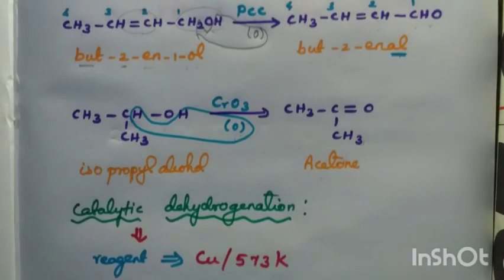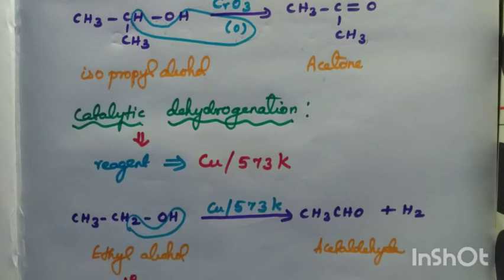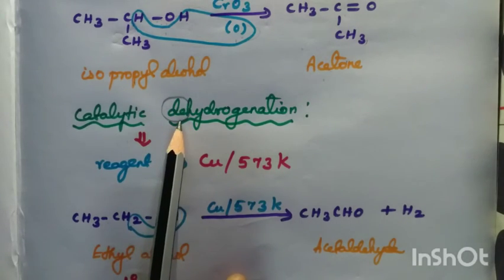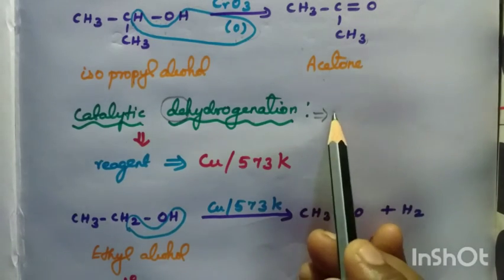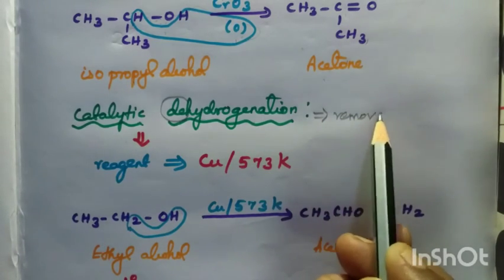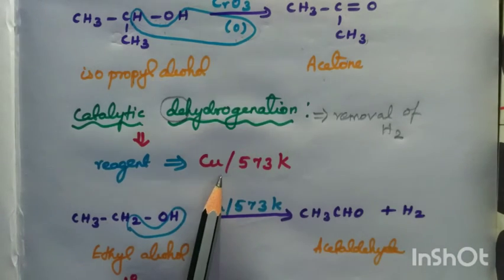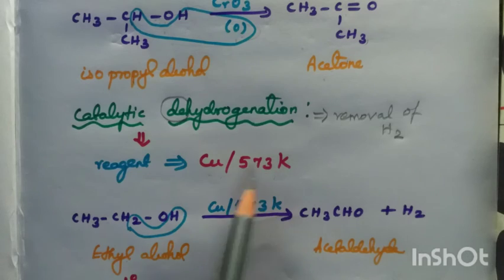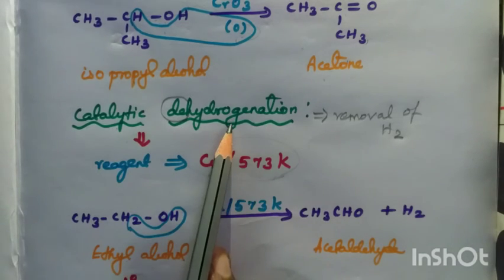Now we are going to see catalytic dehydrogenation. The name itself says it: D means removal, of what? Hydrogen. So it is nothing but removal of hydrogen. What is the reagent for catalytic dehydrogenation? Copper at 573 Kelvin is the reagent for catalytic dehydrogenation.